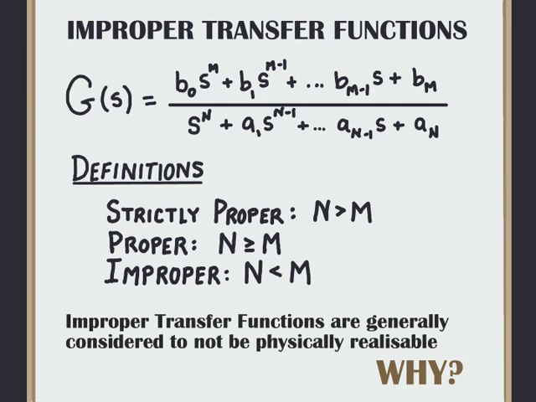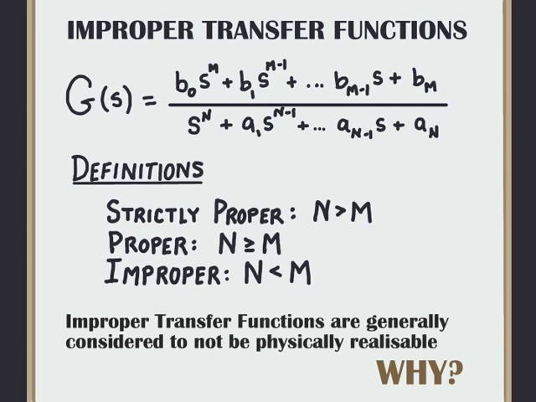So let's suppose we have a transfer function g of s, which is the ratio of two polynomials. The order of the numerator polynomial is m, and the order of the denominator polynomial is n. A strictly proper transfer function has the order of the denominator n greater than the order of the numerator m. A proper transfer function has n greater than or equal to m, and an improper transfer function has n less than m. In other words, an improper transfer function has a numerator of greater order than the denominator.